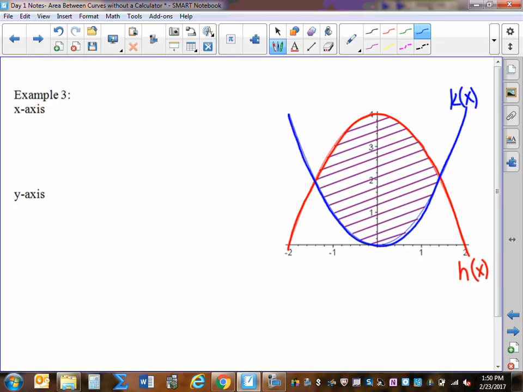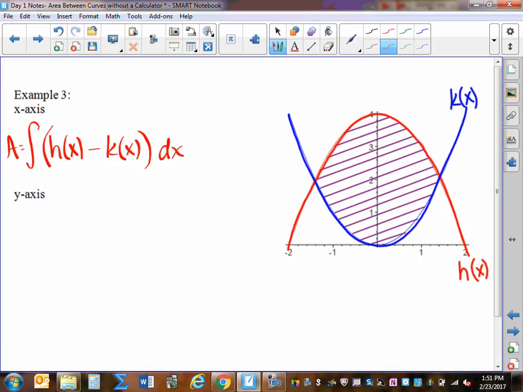Okay, so again, with respect to x, what is my integral going to be? What's my top function? It'll be h of x. Very good. So my top function is h of x, and thus my bottom function is k of x. This is with respect to x.